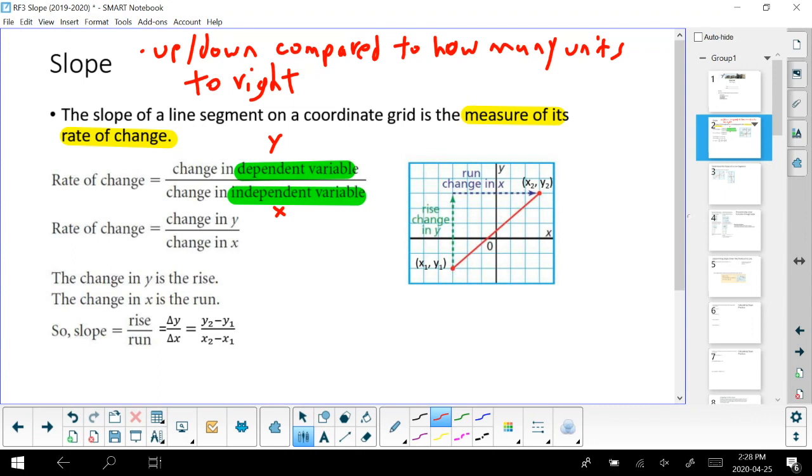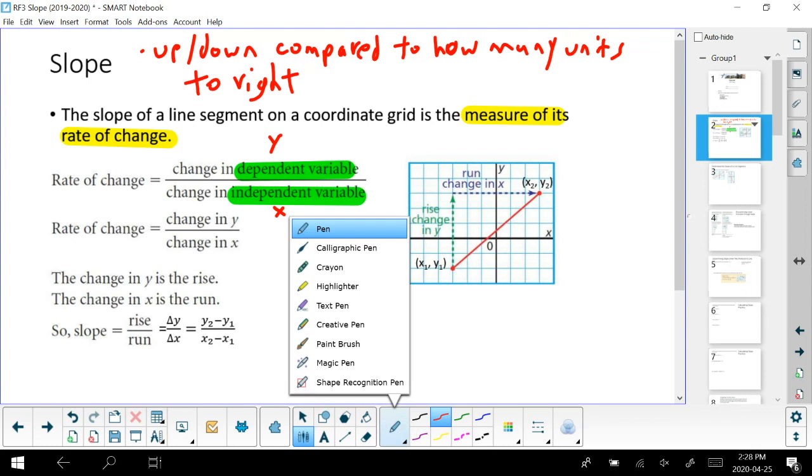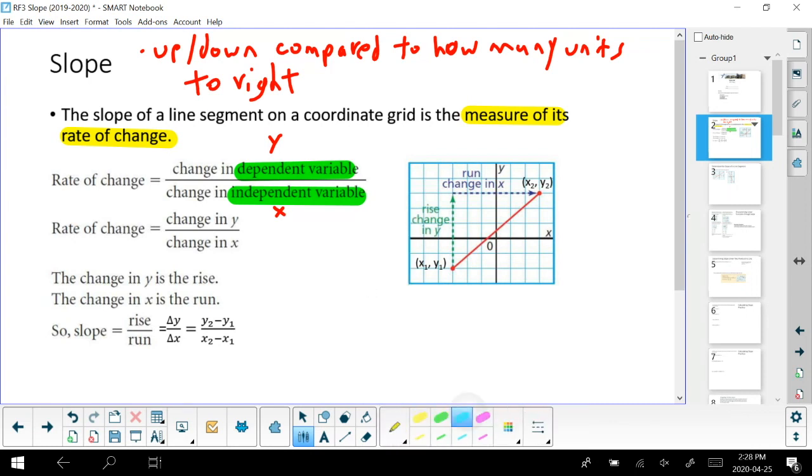Now we actually have a name for that change in both the x and the y values. Your change in y represents what we call the rise, and your change in x is what we call the run. So slope, or rate of change, is known as rise over run, or your change in y over your change in x, represented there at the bottom by delta y over delta x. And it's equal to y2 minus y1 over x2 minus x1.